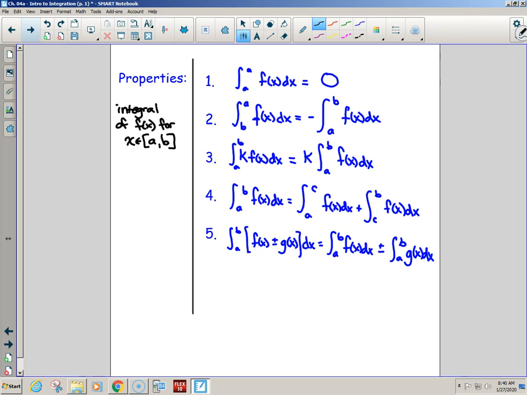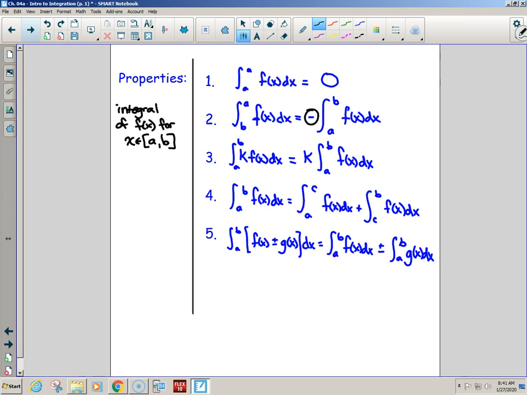But what that means is in your area, instead of going from A to B, like we're used to, this one says, oh no, you're going from B to A. You're going backwards, the opposite direction. So if you're going backwards, we're going to need a negative to be able to think about going forwards. You're always allowed to switch the order of the bounds when necessary by throwing in a negative. It's just the opposite direction.